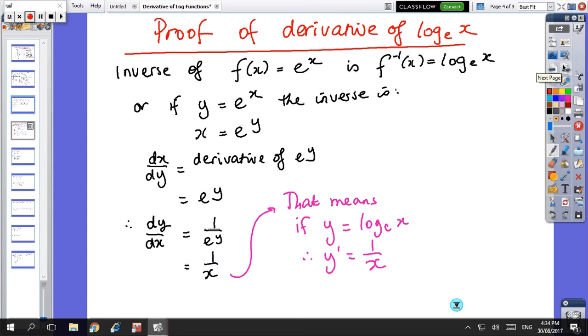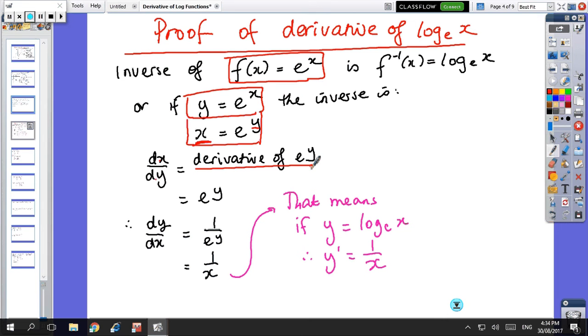Okay, so this is the maths behind it. The inverse is going to be y equals e to the x. And so if y equals e to the x, then for the inverse you switch the letters over: x equals e to the y. And then if I derive with respect to y, dx/dy is the derivative of e to the y, and the derivative of e to the y is just e to the y.